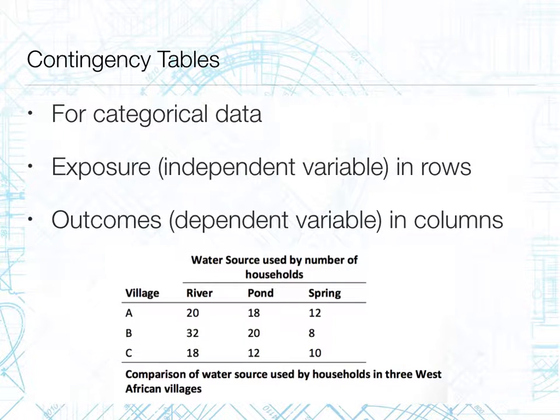Finally, if you're working with categorical data and an exposure, intervention, or event has occurred, a contingency table may be quite helpful. Exposure is placed in the rows while the outcomes go by column. This lets us see that use of spring water is the least common choice in each of these 3 villages.